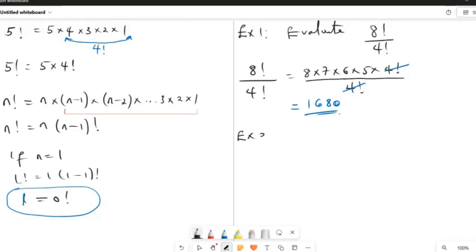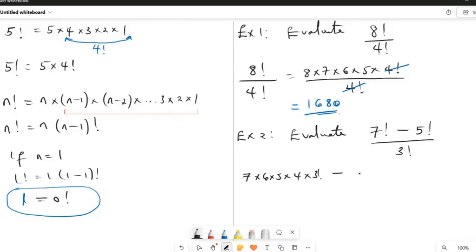Let's say, for example, you want to evaluate 7 factorial minus 5 factorial divided by 3 factorial. There are 2 ways you can do this. The first way is to factorize something out. In my opinion, what you can factorize here easily is 3 factorial because of that denominator. So in the numerator, where I have 7 factorial, I can have 7 times 6 times 5 times 4 times 3 factorial, minus 5 times 4 times 3 factorial, all divided by 3 factorial. Do you get now? I can see that 3 factorial is common to them.